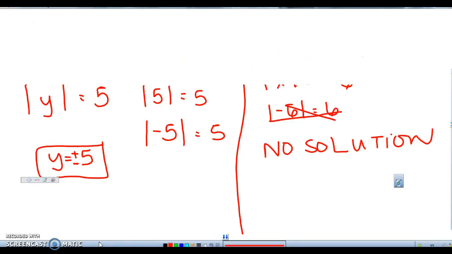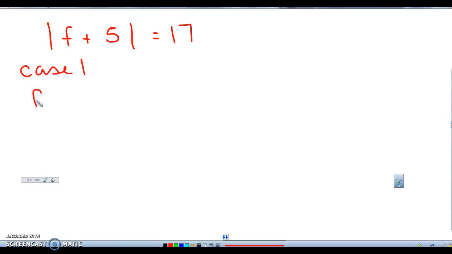So this plays into a lot of what we're going to be doing today, which is when we have something inside absolute value, but maybe it's not just y, it's something like f plus 5 inside of the absolute value, and we set that equal to 17. And we want to consider all the cases of what f could be, okay? So I'm going to do something a little tricky, and I'm going to consider two cases. The first one, I'm going to drop the absolute value signs, and I'm just going to say f plus 5 equals 17.